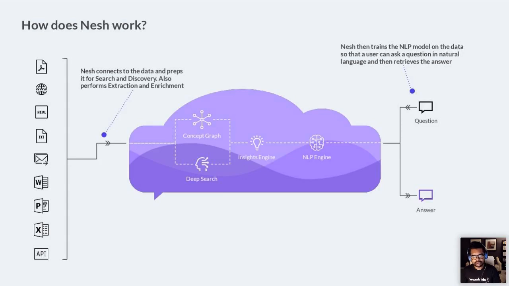The NLP, or the natural language processing engine, comes in, whose job is to train on that data so she can anticipate and understand what the user is asking her about. So when you ask a question, Nesh can actually make an interpretation of what that question needs to do. And in the middle sits the insights engine, and the insights engine's job is to actually look at the data to provide insights to the user.